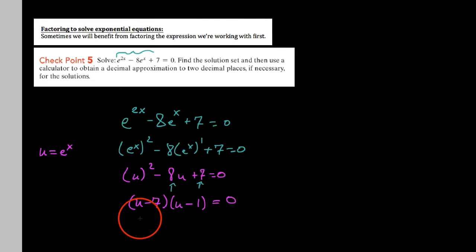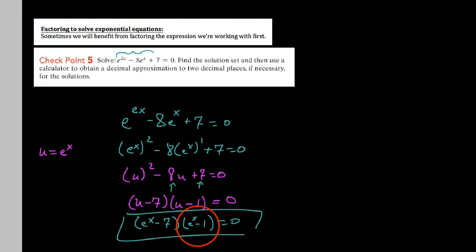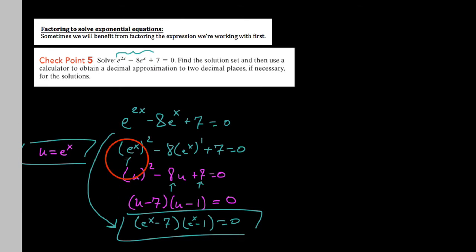One thing I want to do before we finish this off is put our u value back in here. We said that u represented e to the x, so really what we have is e to the x minus 7 and e to the x minus 1 equaling 0. I'm going to put a box around this. You do enough of these, after a while you don't need to do any u substitutions. You can just recognize that this is in quadratic form, and if I were to multiply e to the x minus 7 and e to the x minus 1 out, that gives me this expression right here.